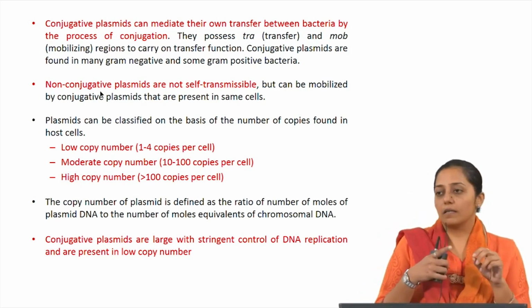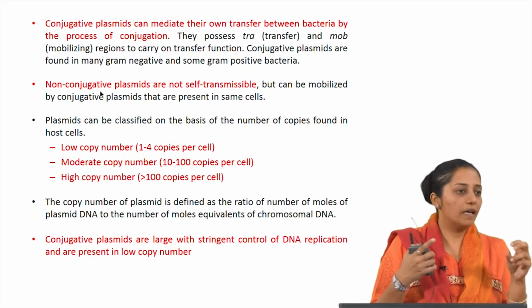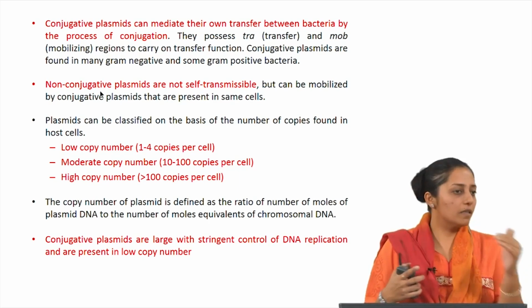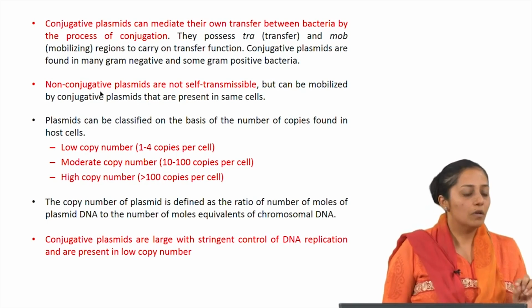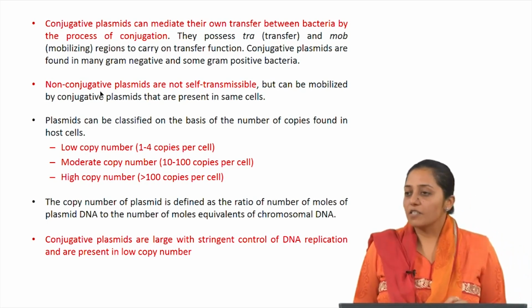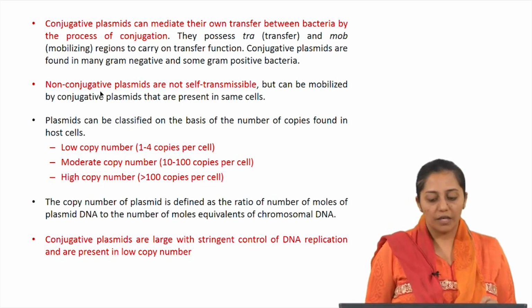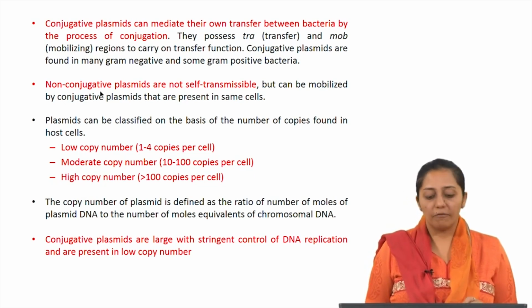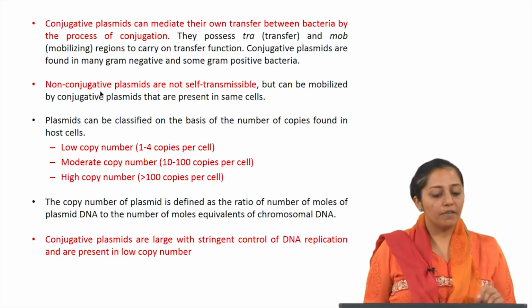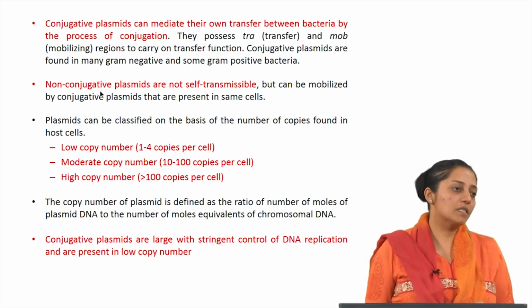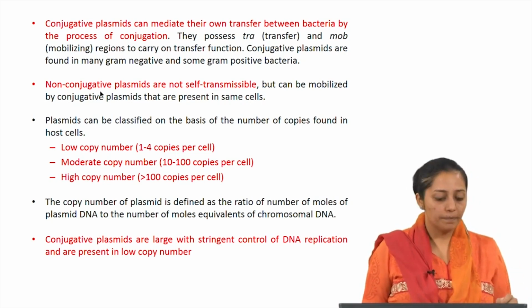There are appendages which are formed, and then the two cells come together so as to facilitate the transfer of the genetic material. So, conjugative plasmids can mediate their own transfer between bacteria by the process of conjugation. Non-conjugative plasmids are not self-transmissible. So, generally when we are using non-conjugative plasmids, their transfer is done with the help of conjugative plasmids.